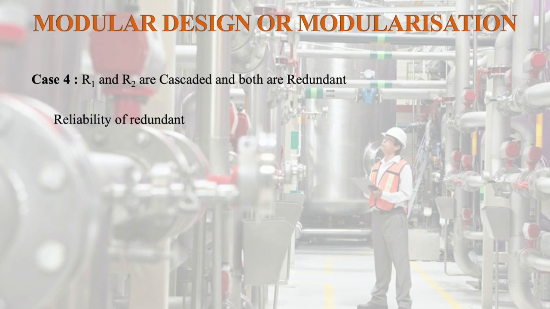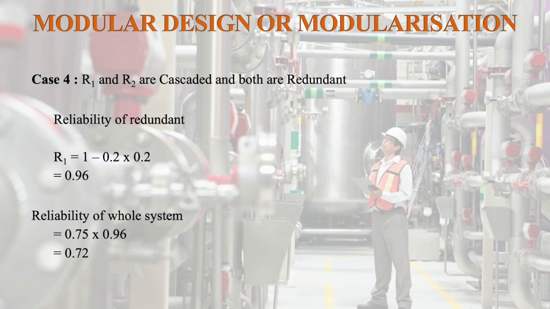In case 4, R1 and R2 are cascaded and both are redundant. For both the reliabilities we have to find the redundant reliability. For R2, that is equal to 1 minus 0.2 into 0.2, that is equal to 0.96. The reliability of the whole system is equal to 0.75 into 0.96, that is equal to 0.72.